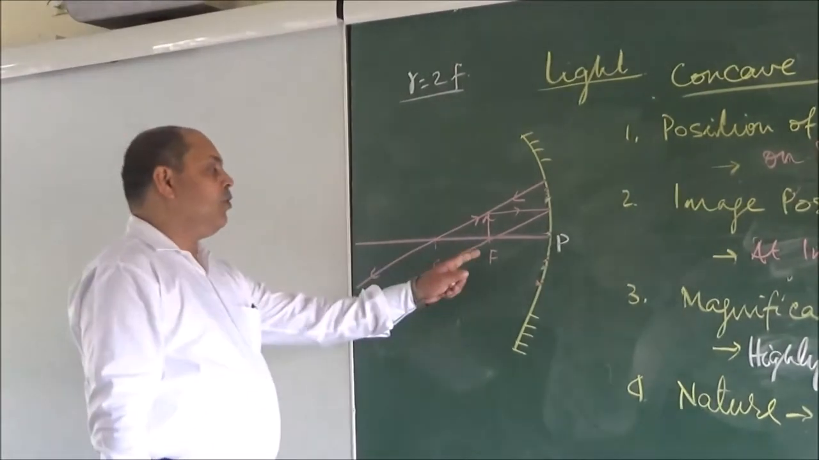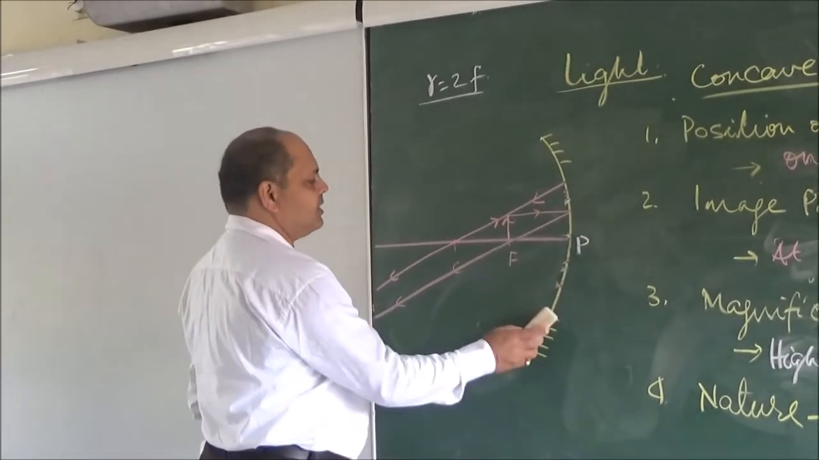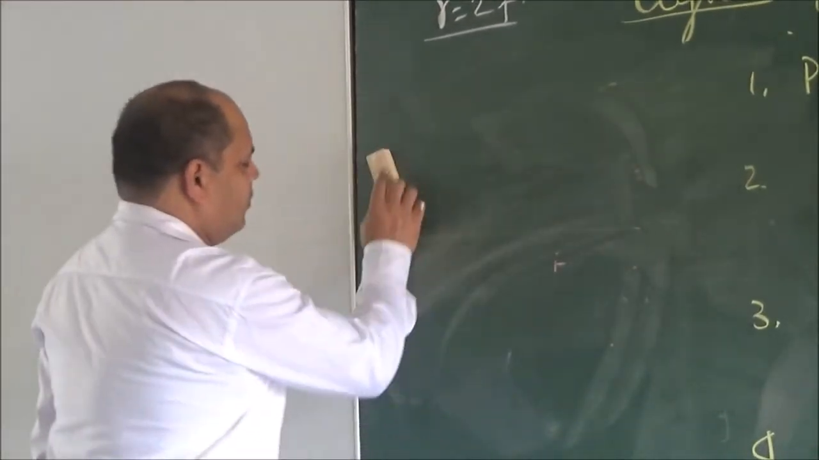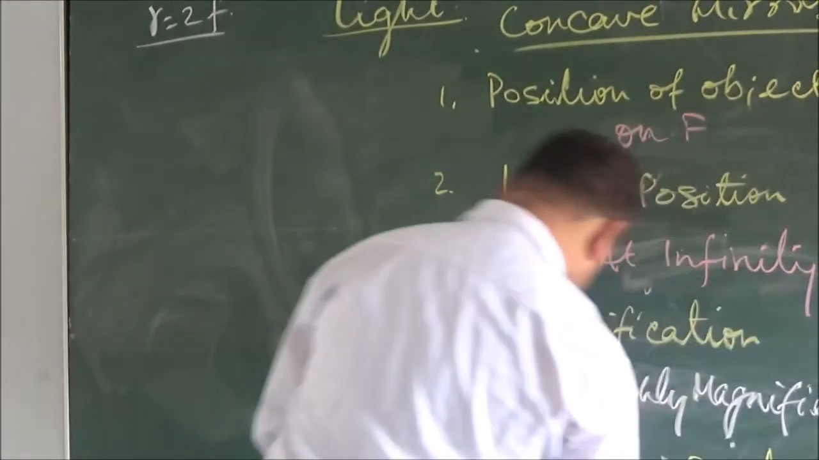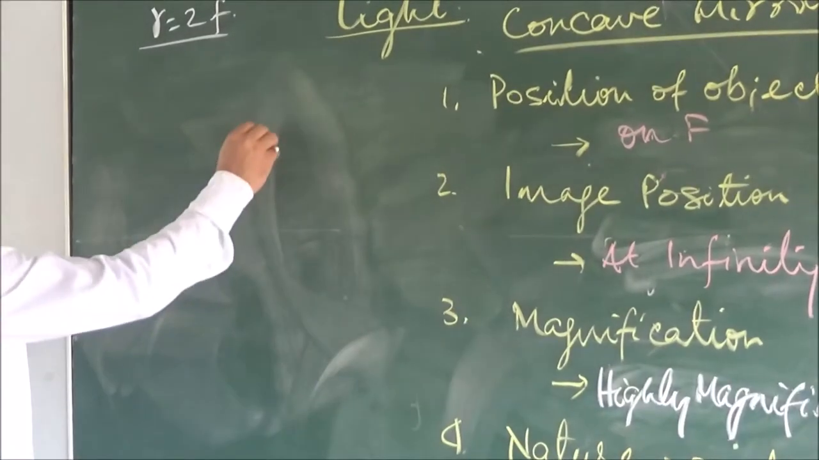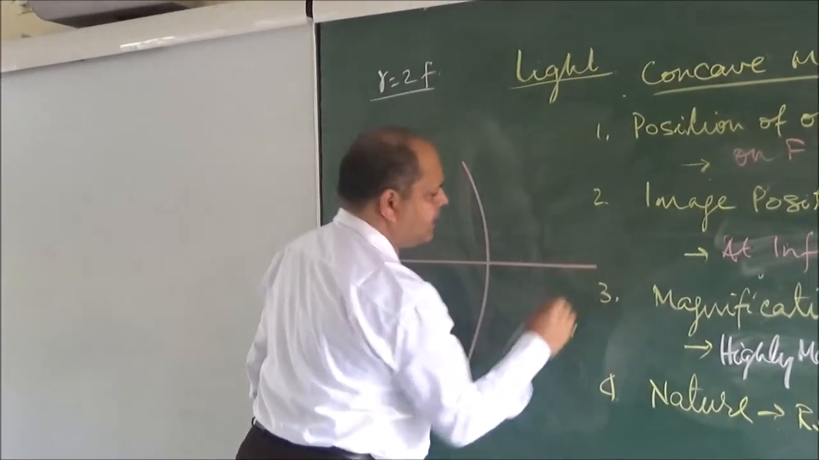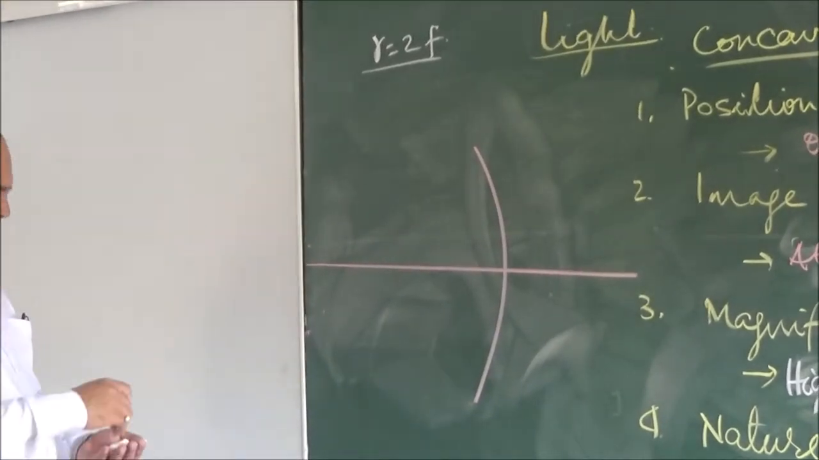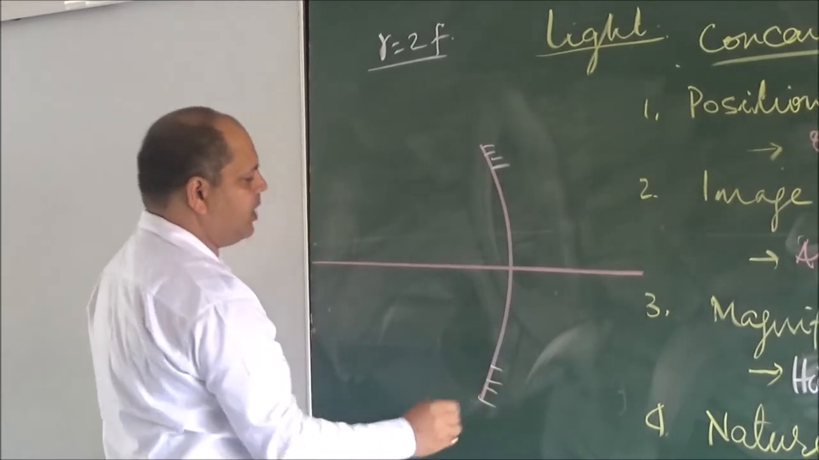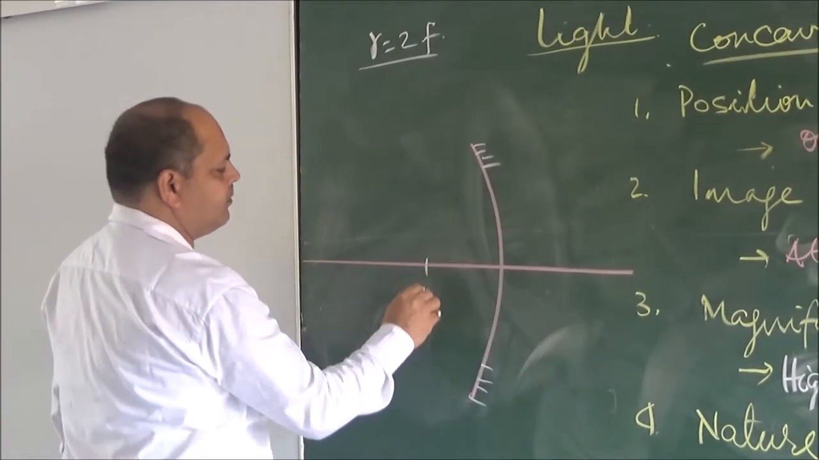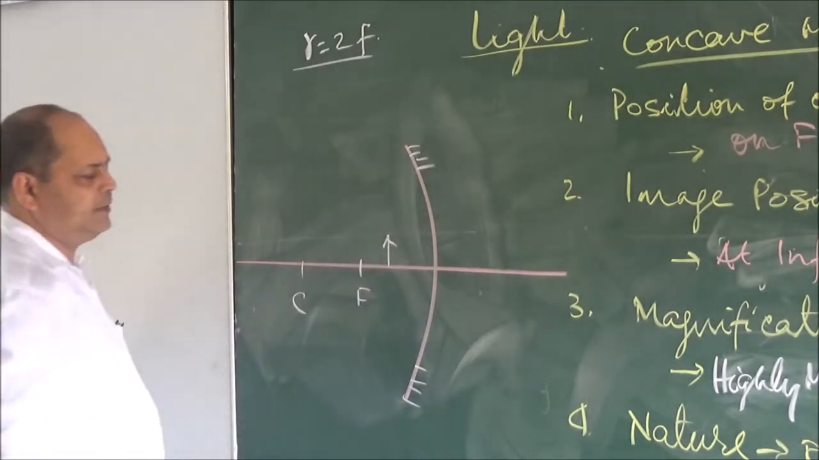object between focus and pole. This you will have to consider, and you see how it can be done. You see, this is the principal axis, this is the concave mirror. Okay? Yes, sir. This is focal point, this is C when the object is placed here.